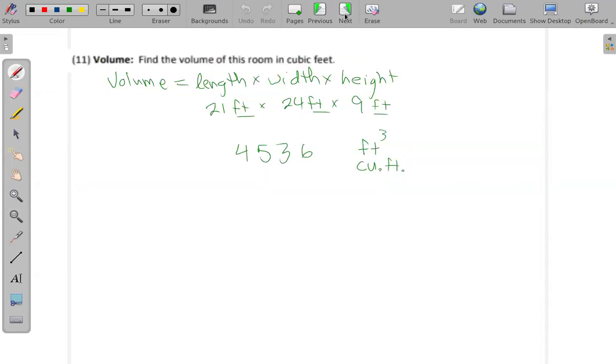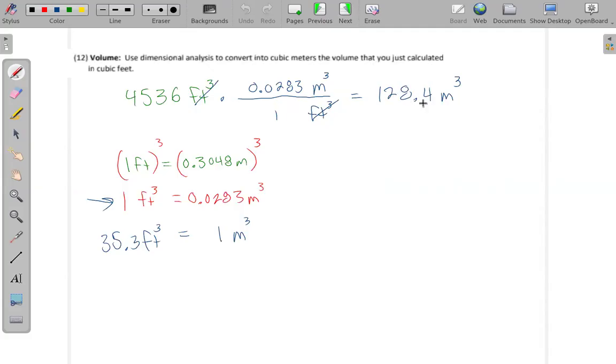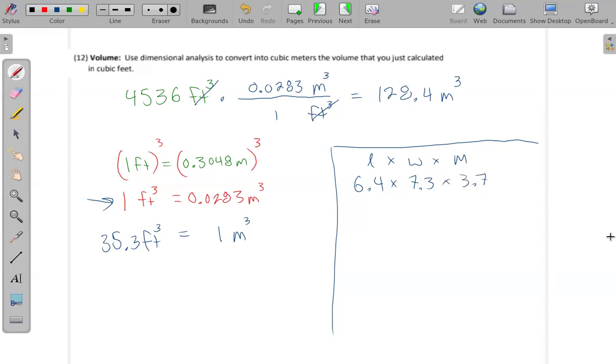And I can see, one more page, my estimate was a little low, just like my estimate with feet was a little low. So I'm going to check this by going to my first conversions of feet and just take length times width times height in meters. And I think it was what, 6.4, 7.3, and 3.7. I'm not sure about that. Let's go back and look in the notes.